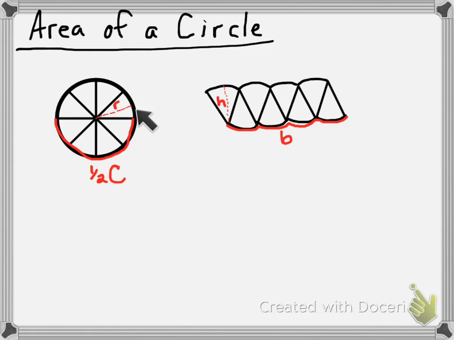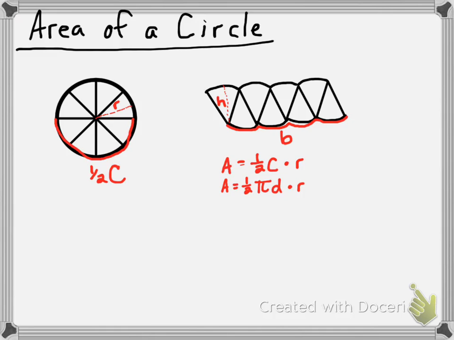Okay, so the radius is the same as the height, and half of the circumference is the same as the base. So I can do my formula. The formula for the parallelogram would have been A equals base times height. But the base and the height are actually now 1/2 of circumference and radius. So now I'm going to simplify that, because that wouldn't be that easy to calculate. Okay, well I know what circumference is. Area equals 1/2 of pi times diameter times radius.